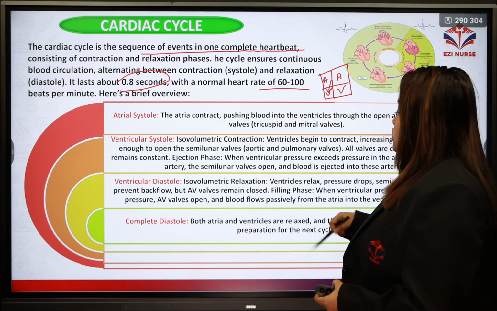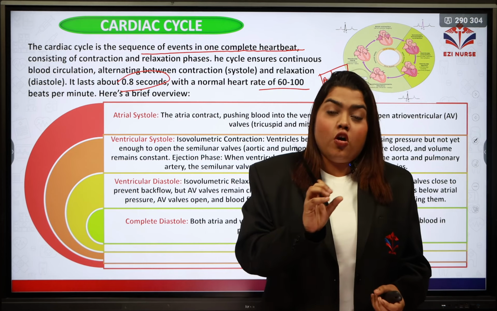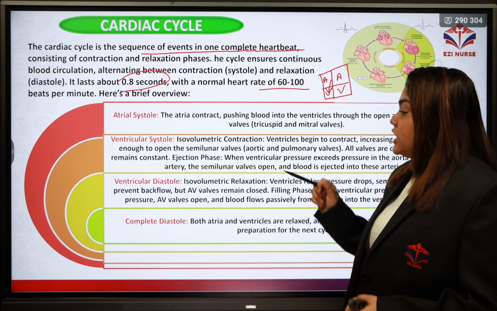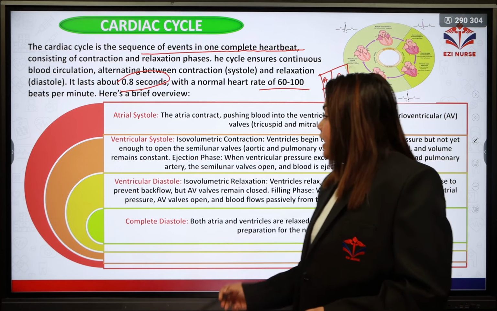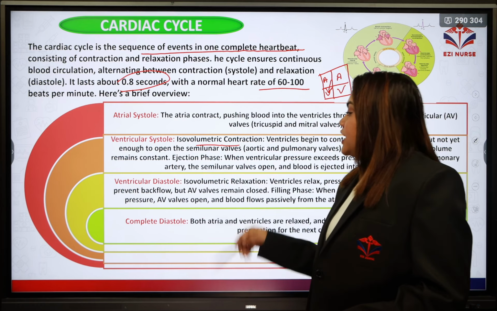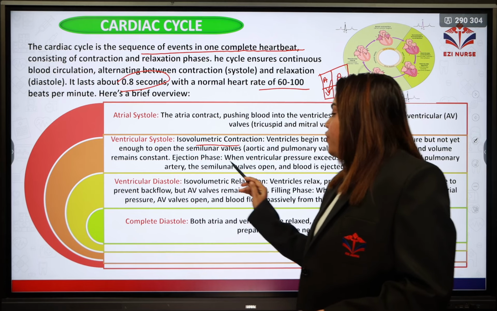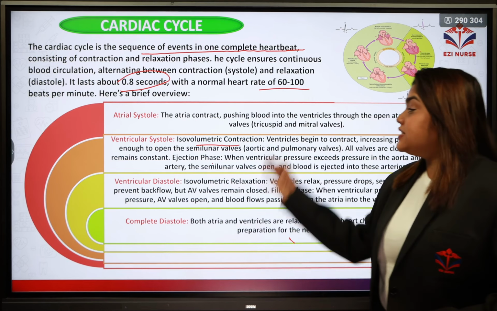If all valves are closed, then the volume remains constant. Okay, then the ejection phase. So in the ventricular systole, two phases will be there: isovolumetric contraction and ejection phase. So the next one is the ejection phase.